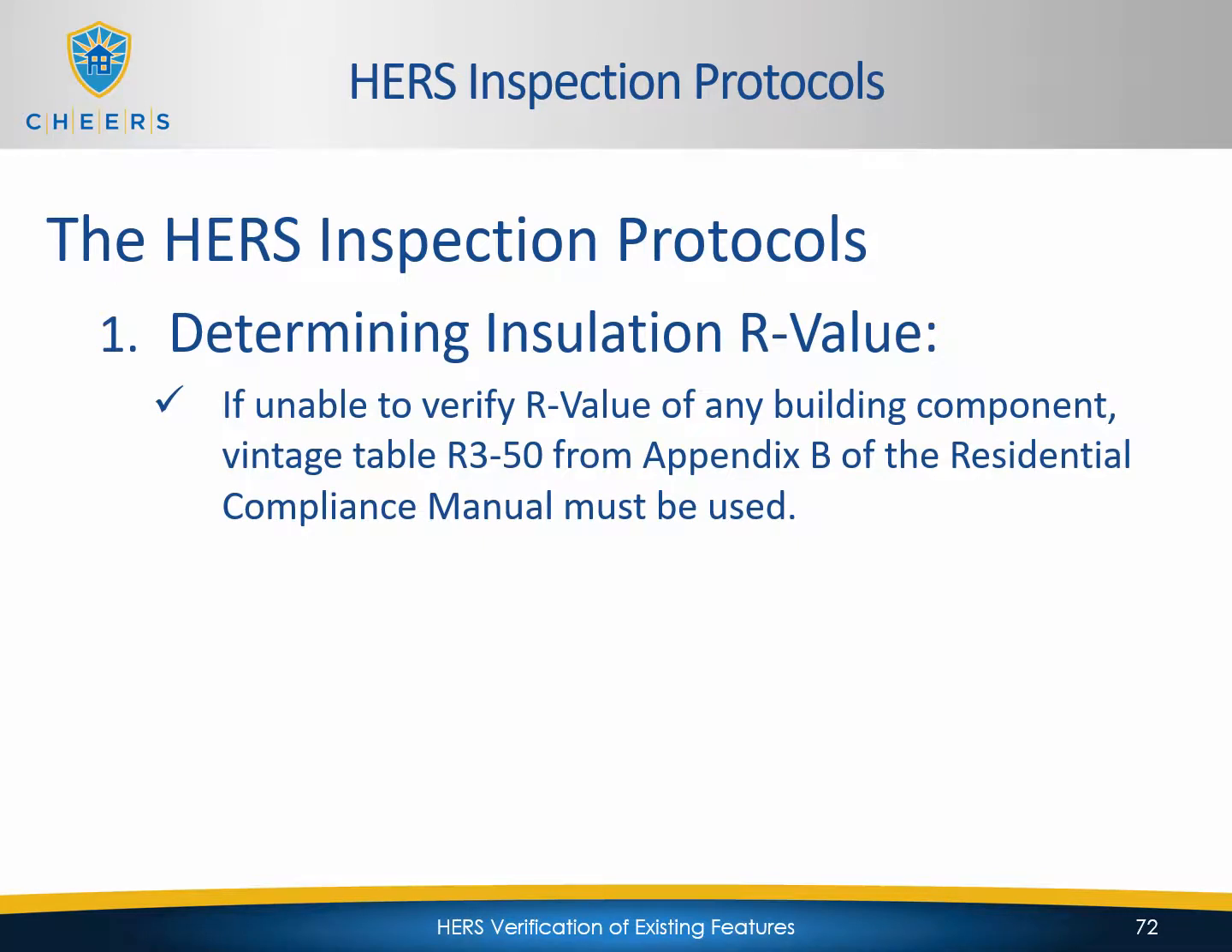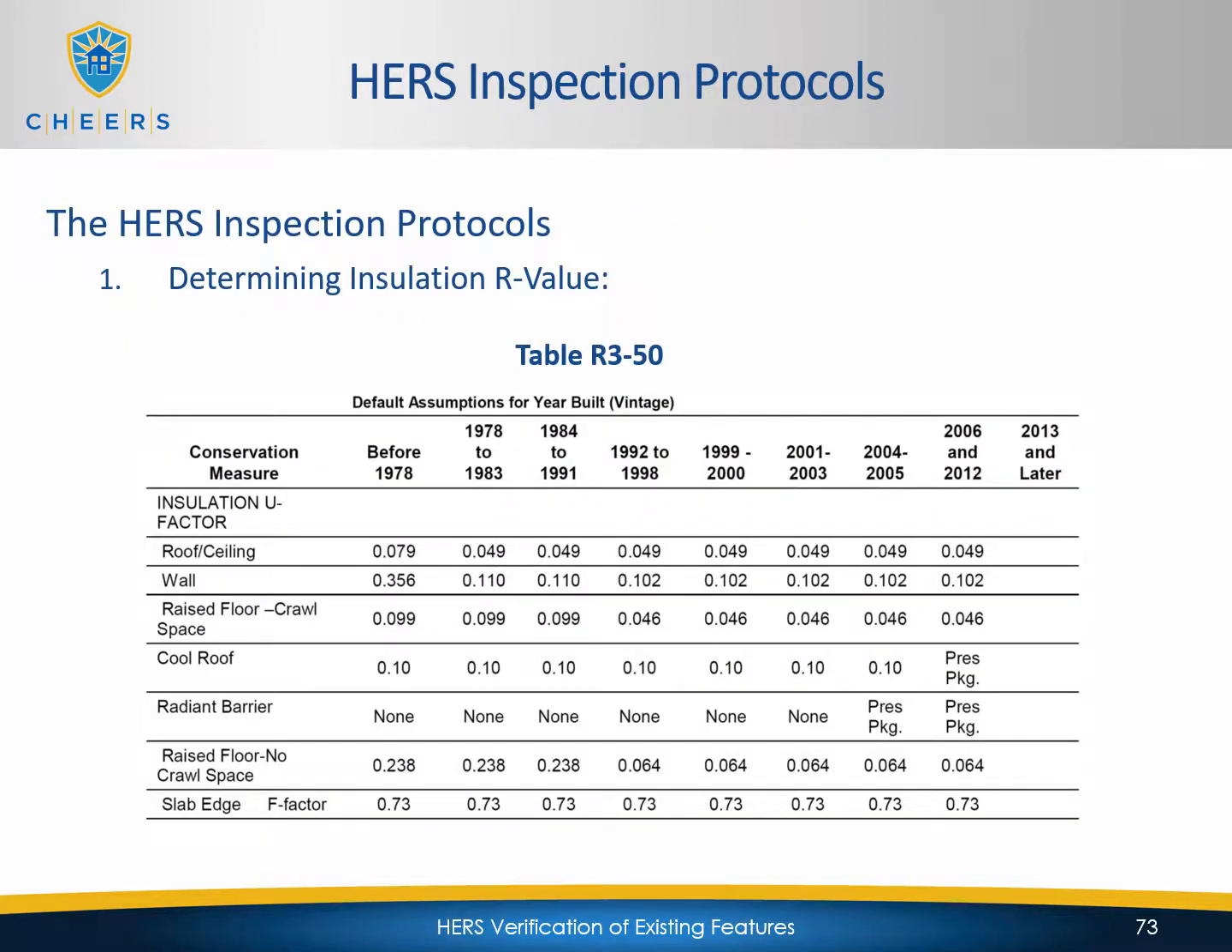If unable to verify the R value of any building component, Vintage Table R3-50 from Appendix B of the Residential Compliance Manual must be used. And here is Table R3-50.